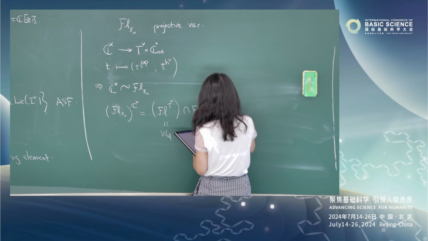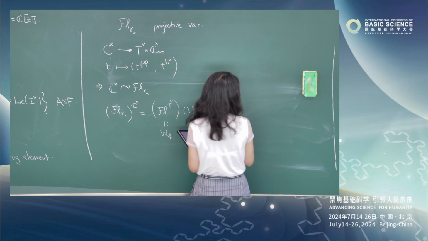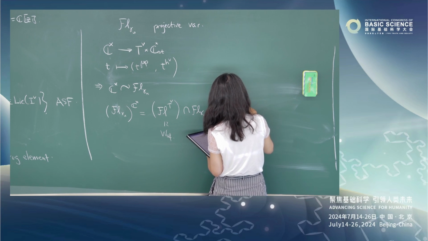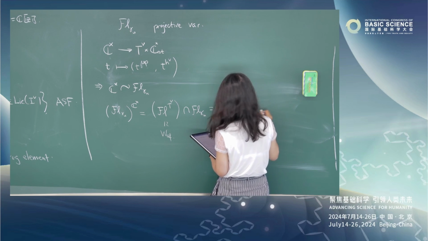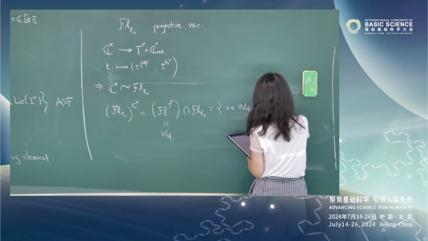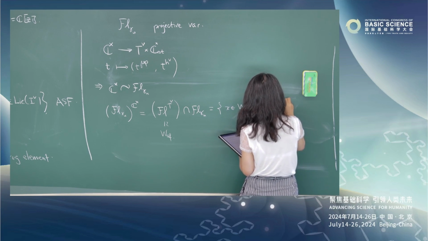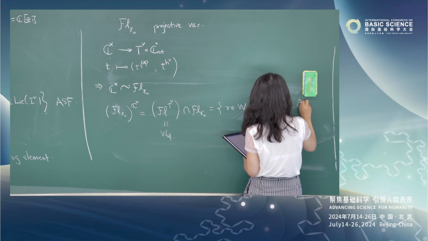So this is the same as the set over there. Let's say x belongs to the affine Weyl group such that x inverse of pi U belongs to phi.